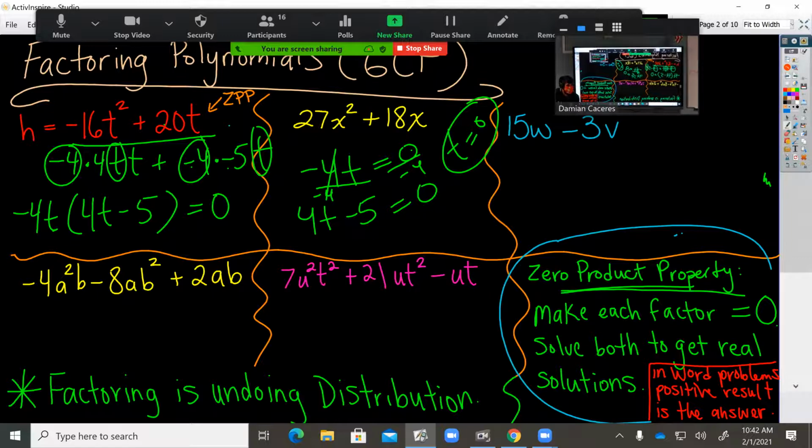What? Yeah, that's why I'm erasing, so I have space to do the other ones there.